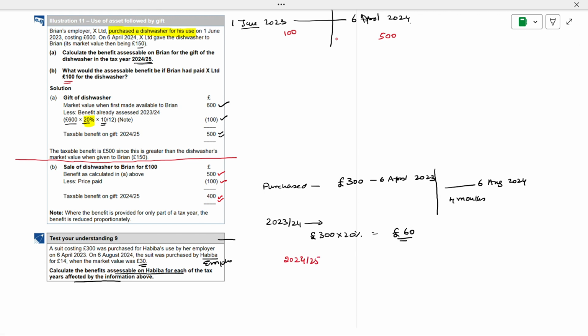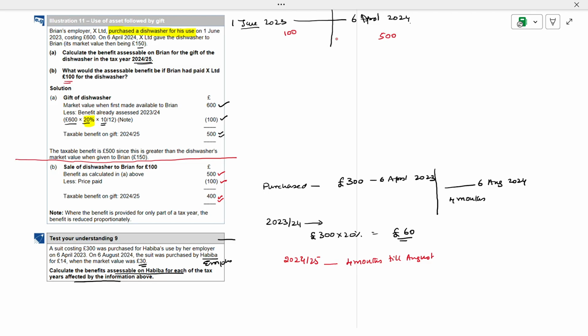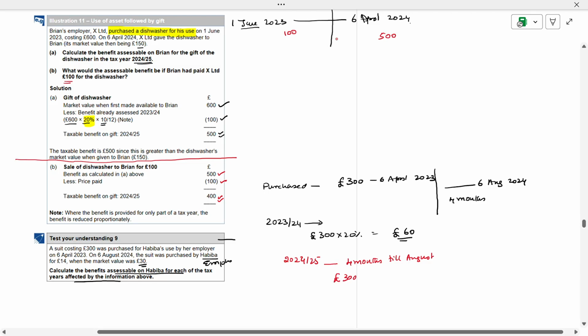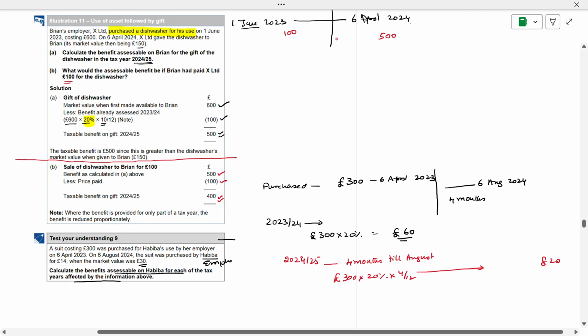2024-25. How much is there? They have given it for how much? 4 months, till August. Any doubt, you ask me. How much is there? 300. 300 times 20% times 4 by 12. How much will you get? 20. Okay, fine.